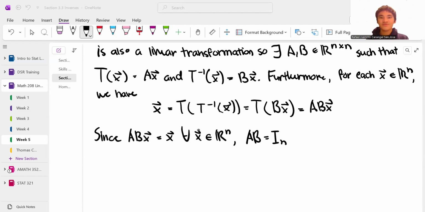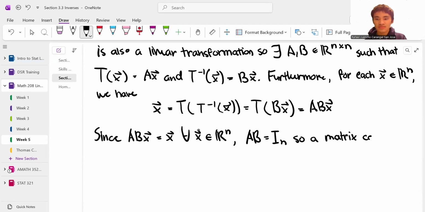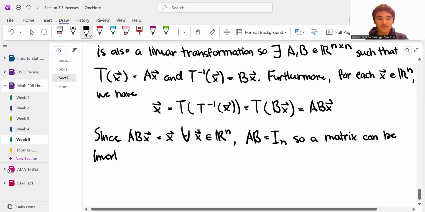So now we're getting into it. So a matrix, here's the idea. A matrix can be invertible.